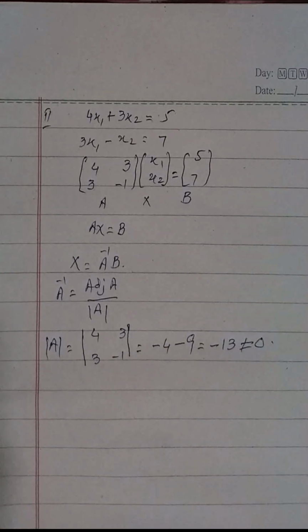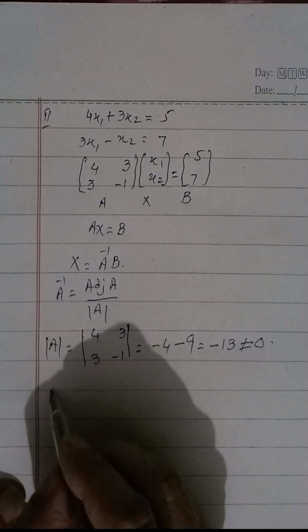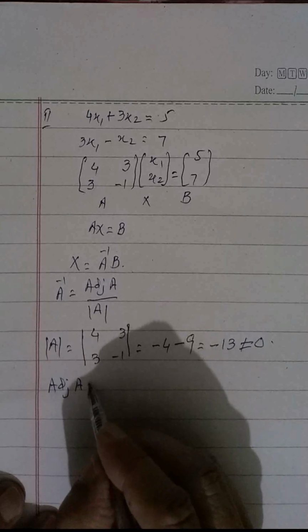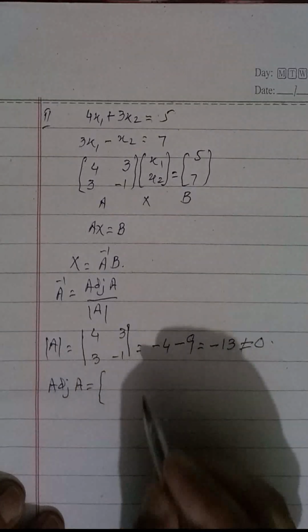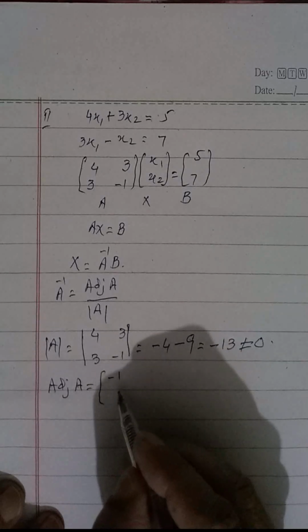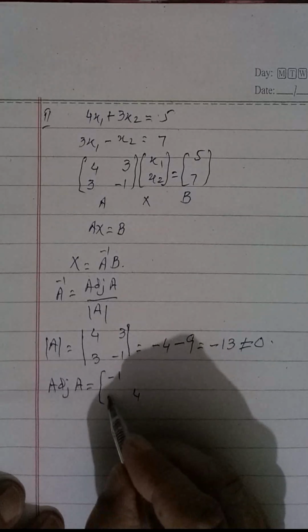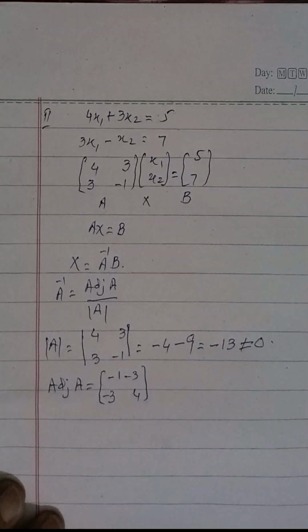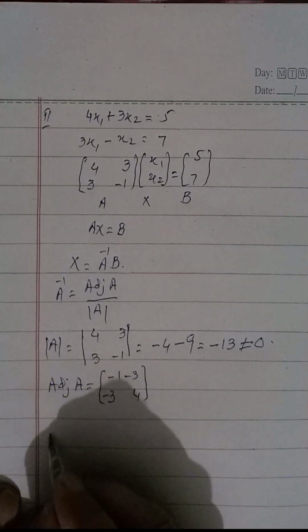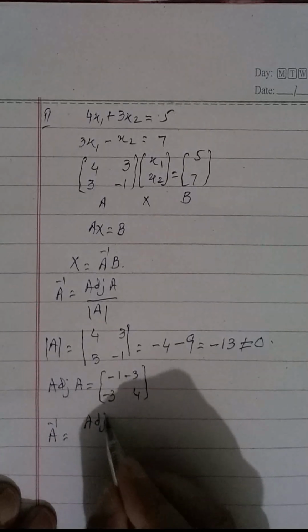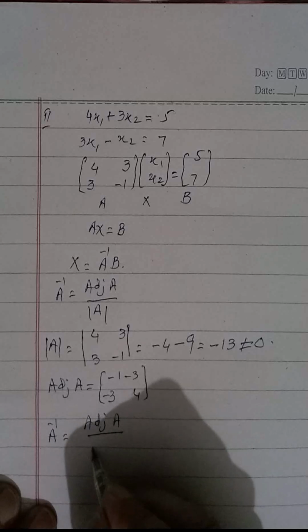Now we find the adjoint of A. Adjoint A is equal to [-1, -3; -3, 4], and A inverse is equal to adjoint A over A determinant.